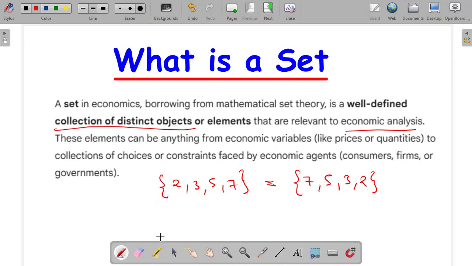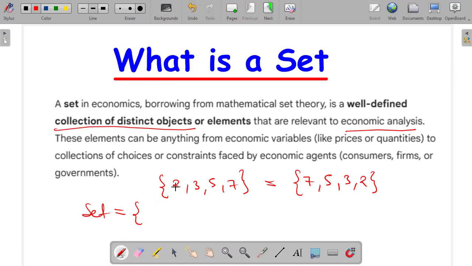So for example, if you have a collection of vehicles and you are listing that set, and in your set you have a BMW in there and you have a Ford. Even if there are two Fords, you are just going to list it once to say you have a Ford in there. So when it comes to a set, we don't repeat the elements.